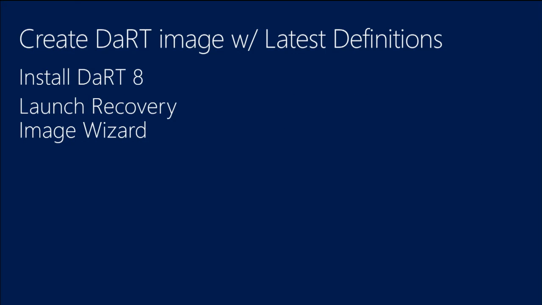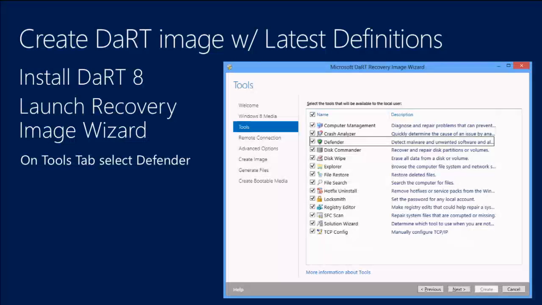There we go. So I'm not going to show you how to install Dart. It's dead simple. If you've ever installed anything, it's just that. You have the option of choosing a target path to install to something different. But the really cool tool that we have to make this all happen is our Launch Your Recovery Image Wizard. So it's the Recovery Image Wizard.